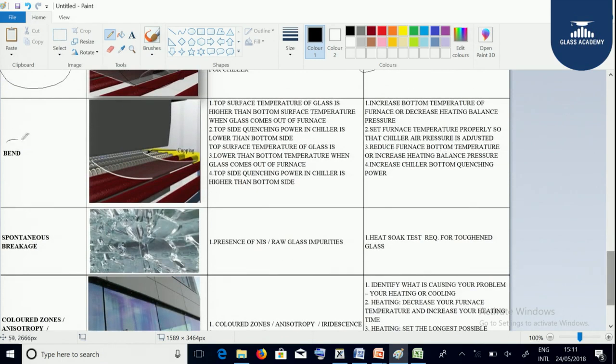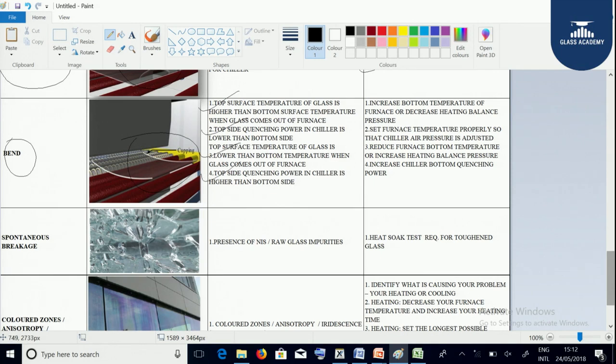Next issue we are going to get is bend. You can see the glass got cupped. You can get the bend in two ways, whether it is a concave or convex bend. The reasons resulting in glass bending are: the top surface temperature of the glass is higher than the bottom surface temperature when glass comes out of the furnace, or top side quenching power in the chiller is lower than the bottom side. Or the top surface temperature of the glass is lower than the bottom temperature when glass comes out of the furnace, or top side quenching power in the chiller is higher than the bottom side.